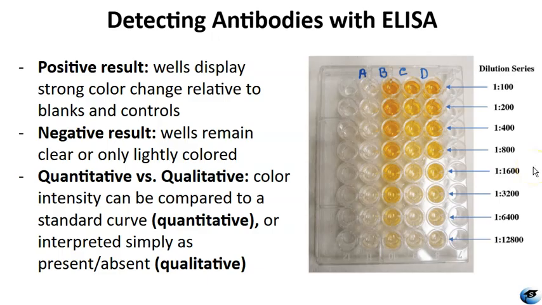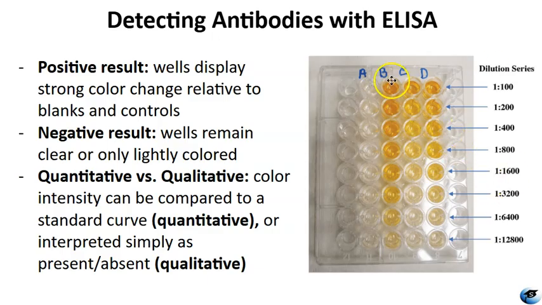ELISA can be used in two ways, qualitatively or quantitatively. In a qualitative test, the presence or absence of color simply tells us whether the target is detected or not. In a quantitative test, the intensity of the color is measured and compared against a standard curve of known concentrations using a spectrophotometer, and this allows us to determine the exact amount of the target molecule in each of these wells.